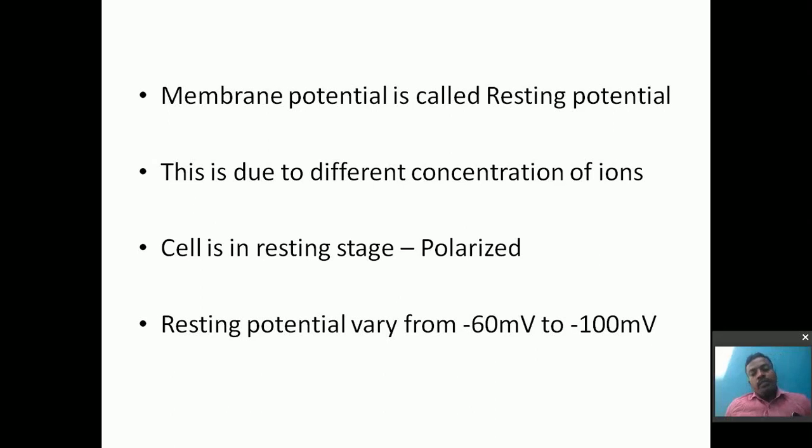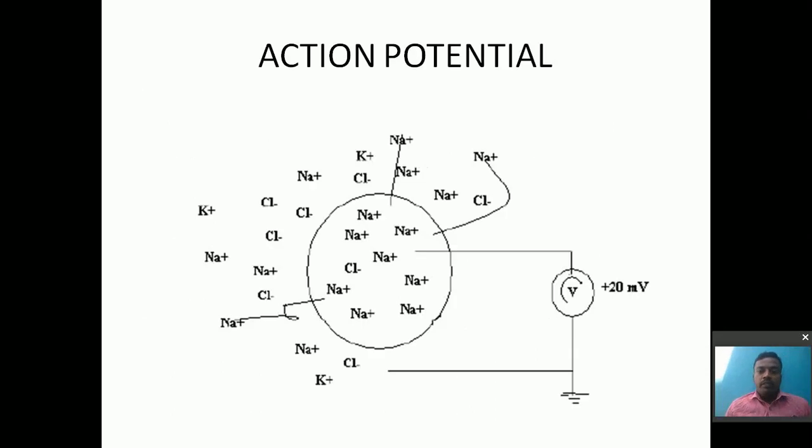The membrane potential is also called the resting potential. This is due to different concentrations of ion. Already I told these points. Due to the different concentration of ion, the membrane potential is generated. For a cell in resting stage, that is in polarized condition, the resting potential is minus 60 millivolt to minus 100 millivolt. The next one is the action potential.